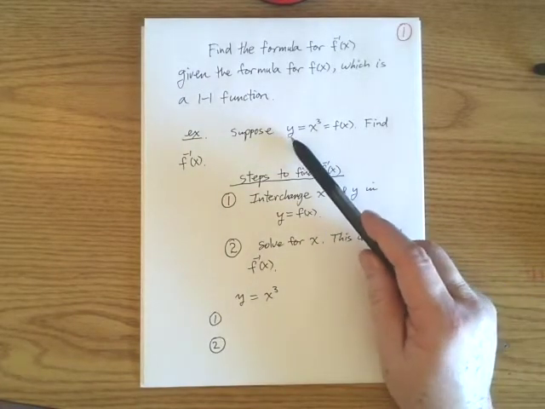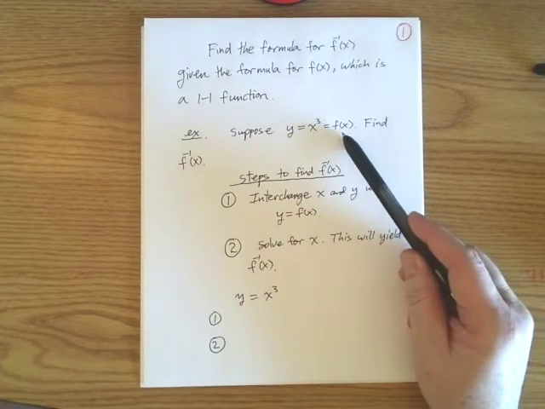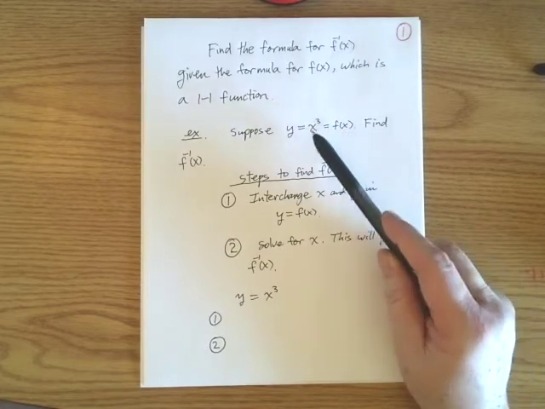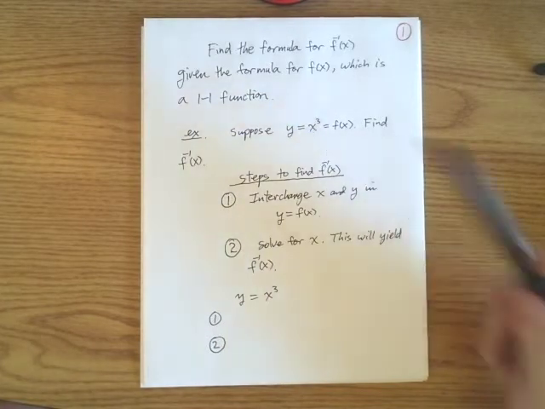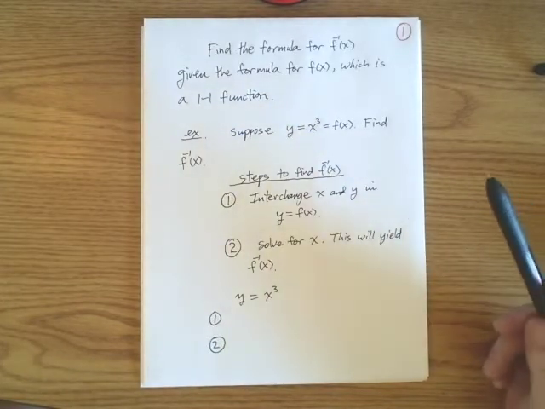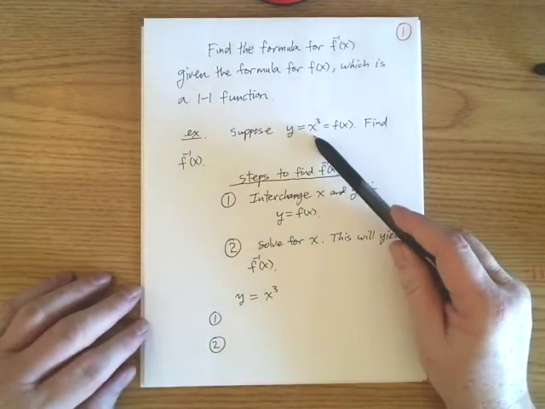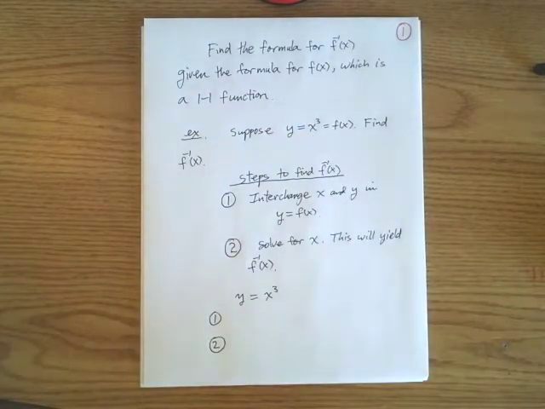Suppose y equals x cubed is my function, which I'm calling f of x. X cubed is actually a one-to-one function. So if you would graph that, which I'm going to do in my next video, the graph y equals x cubed would pass both the vertical and horizontal line tests.